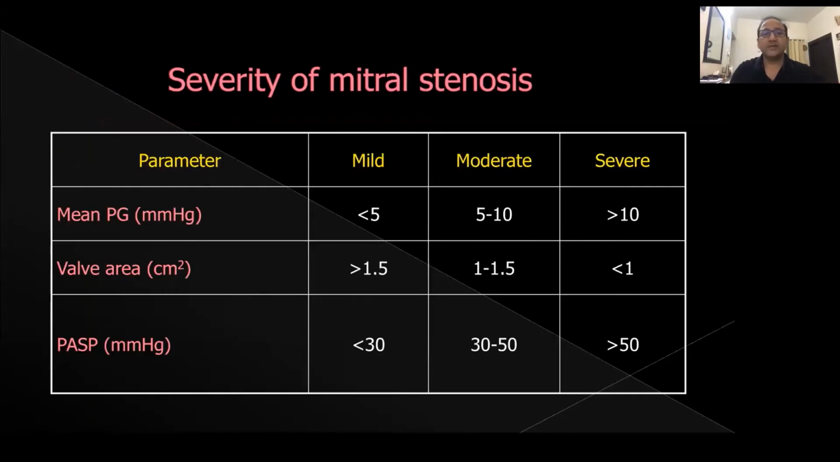The traditional grading of mitral stenosis into mild, moderate, and severe is based on the mean pressure gradient estimation. So less than 5 is mild, 5 to 10 moderate, and more than 10 is severe mitral stenosis. The valve area being less than 1 being severe, more than 1.5 is mild. And PA pressures more than 50 are also suggestive or contributory to the severity of mitral stenosis.